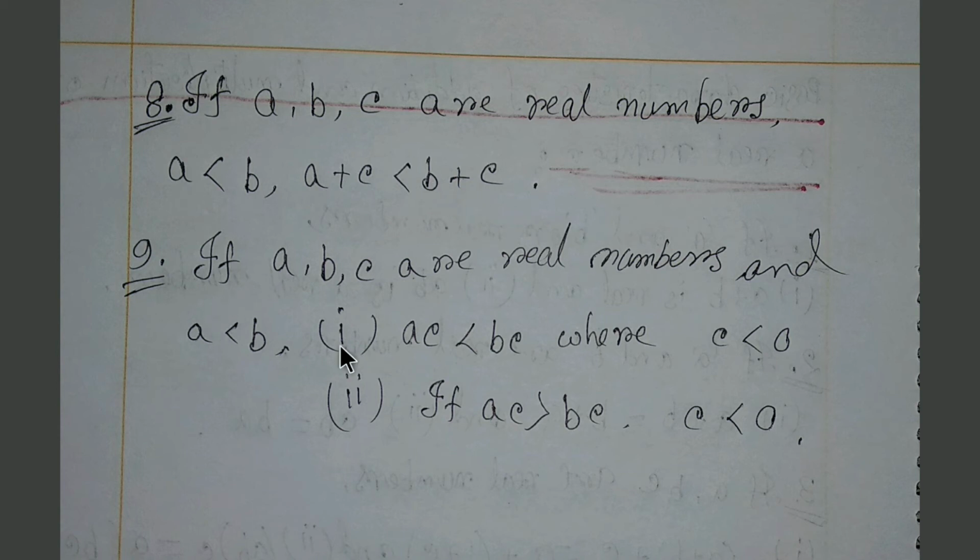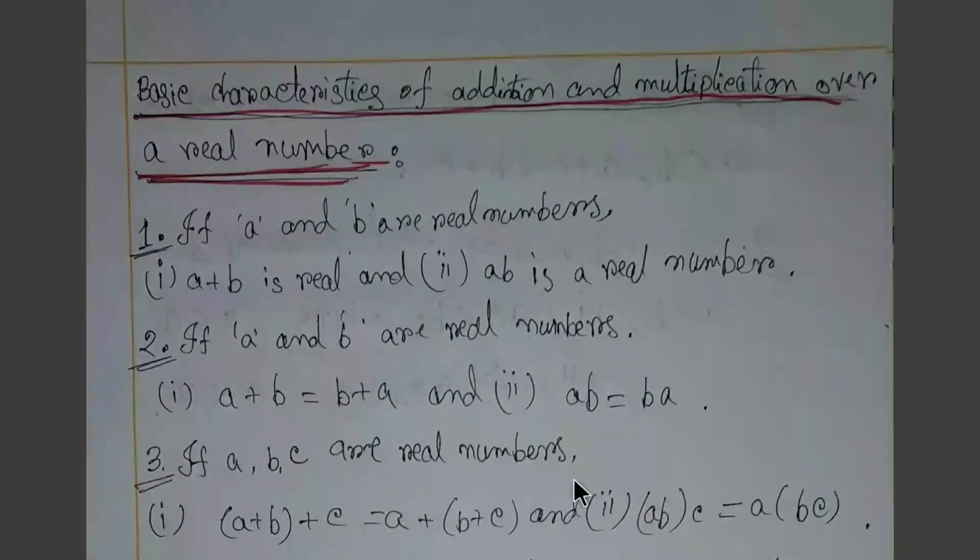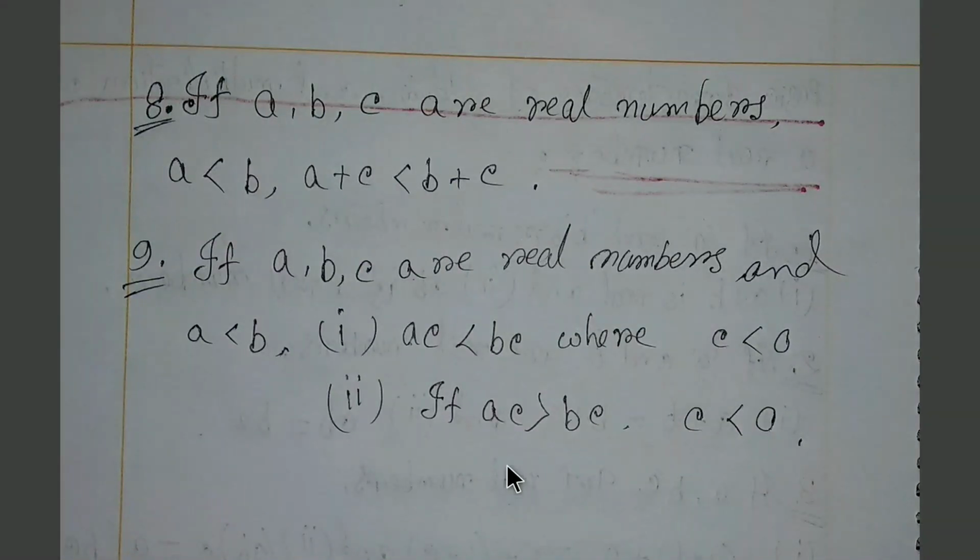If a, b and c are real numbers and a is less than b, then ac is less than bc, where c is greater than 0, and ac is greater than bc if c is less than 0. So all these things we see here are the basic characteristics of multiplication and addition over real numbers, and these 9 things can happen, and this will help you to do maths in the next class.